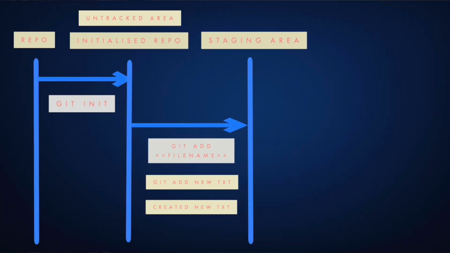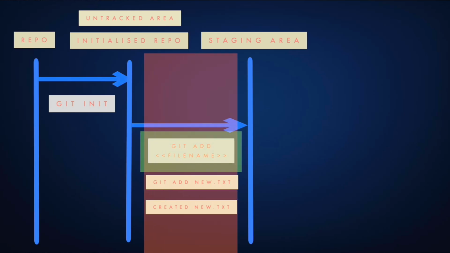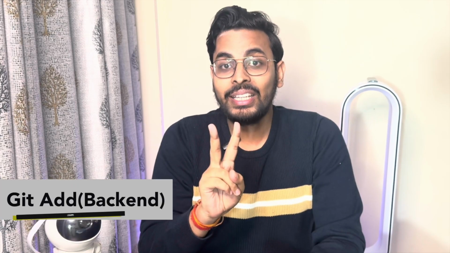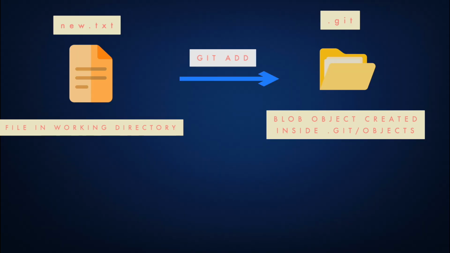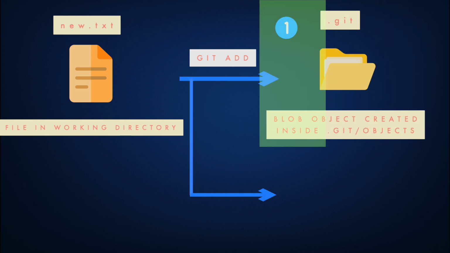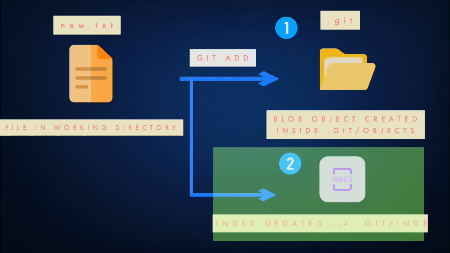So let's have a quick recap. In our previous lecture we studied that whenever we do a git add command, the file transitions from the untracked area to the staging area, and there are two backend things that really happen. The first is that a blob gets created for that file, and the second is that the index file gets updated.